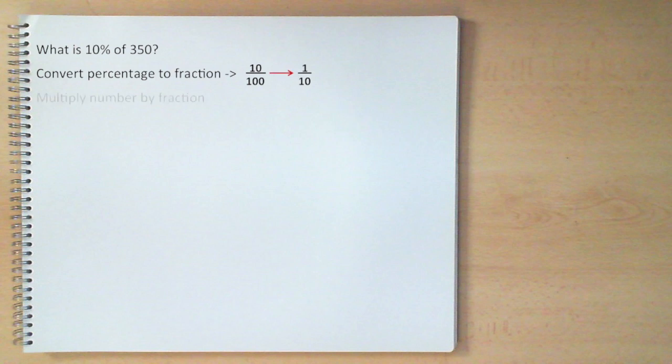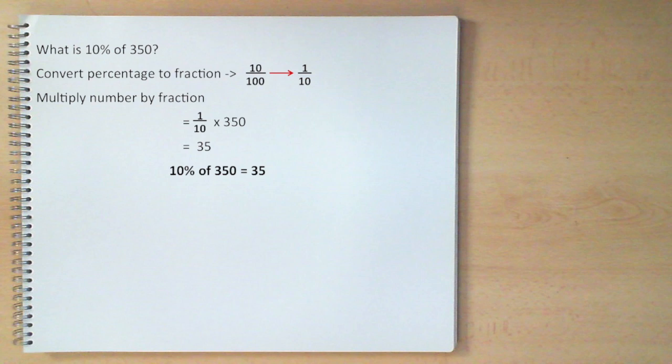So we then multiply the number we had at the beginning, the 350, by the fraction. So that's 1 over 10 times 350, and that equals 35. So 10% of 350 is 35, which is what we said it was. So we know that we've got the right answer.